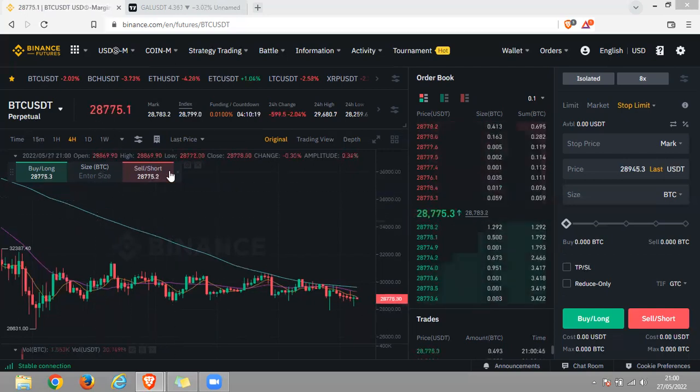So guys, the difference here is there's what is called the mark price and there's what is called the last price on Binance.